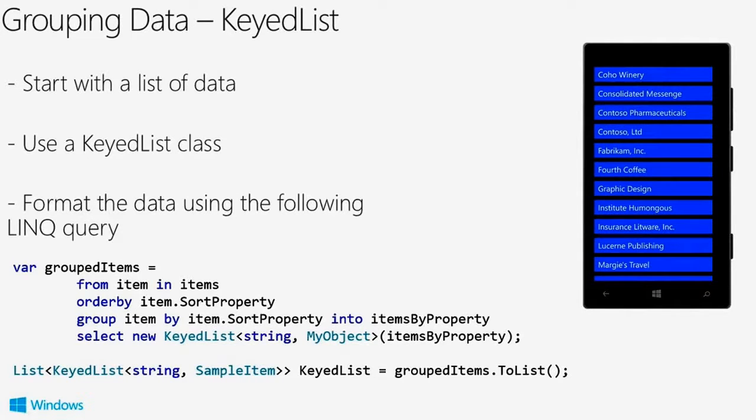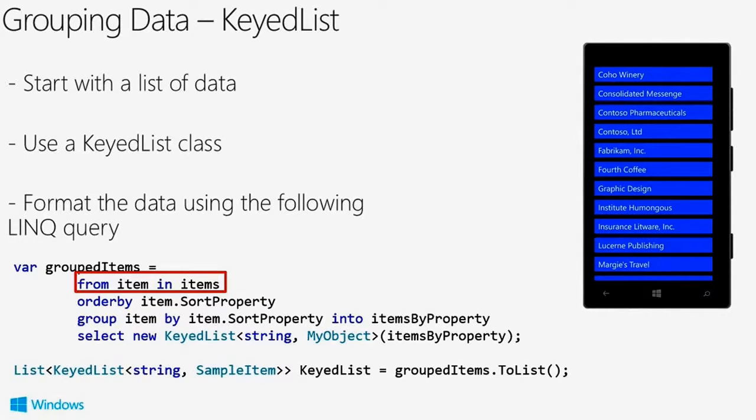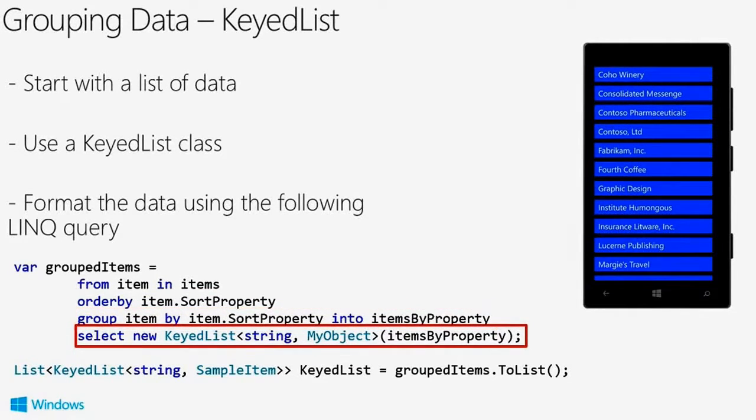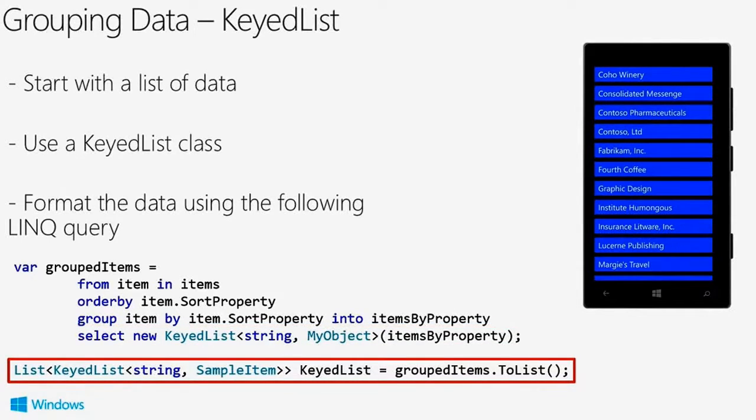We take our single list and we format that using the following LINQ query, and we'll walk through that here. Our items is the variable for our simple list of items. We're going to select that list of items, order it by some property that we want to sort by, then group it by that property. And finally, we're going to select a keyed list of our objects from the result of that order and group. Then lastly, we can dump that into a list or observable collection of keyed lists.